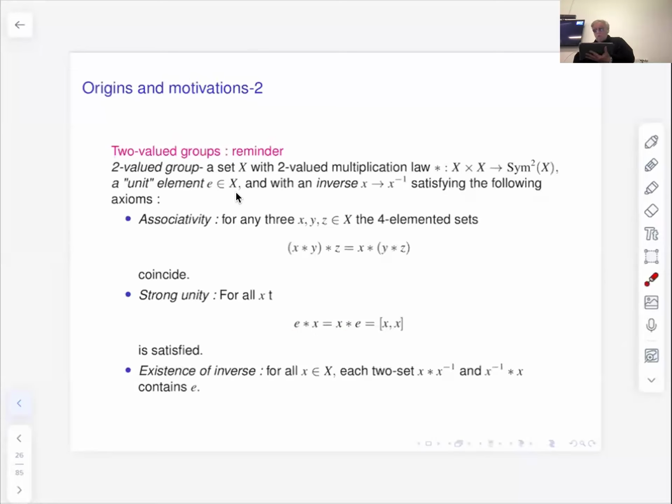And what is the inverse? It means that if we have any element x, then we have the operations x star x to the minus 1 and x to the minus 1 star x. This two-element set in the symmetric square always contains the natural unit element e. So this is what people call a two-valued multiplication law.